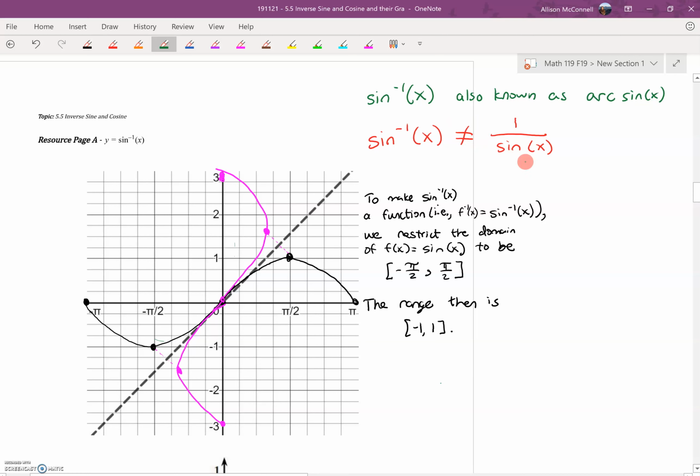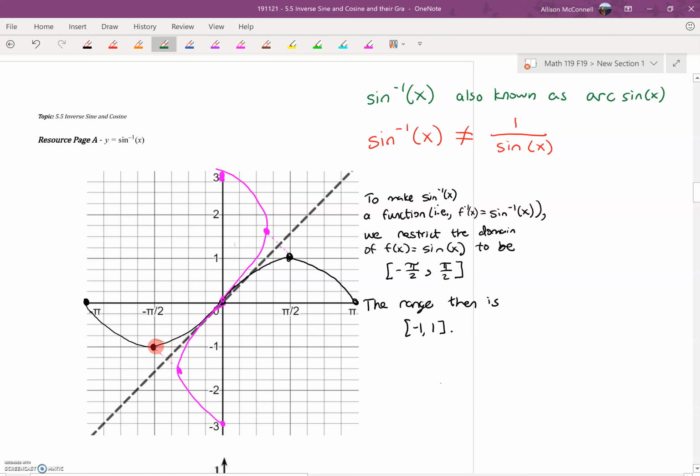In fact, 1 over sine of x is a new function, and it actually combines our concepts of rational functions and our concepts of trigonometric functions. So we will study this, but this is not the inverse sine of x. Inverse sine of x is the inverse function of sine of x. So in order to make the inverse sine of x a function, in other words, have the inverse function of f of x equal inverse sine of x, we need to restrict the domain of our sine function to be negative pi over 2 to pi over 2.